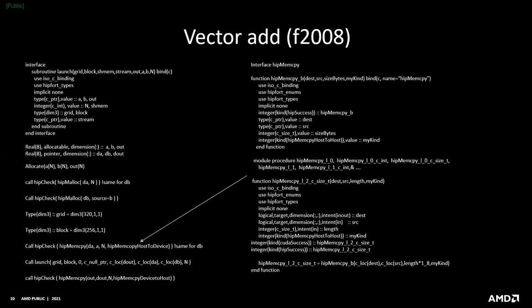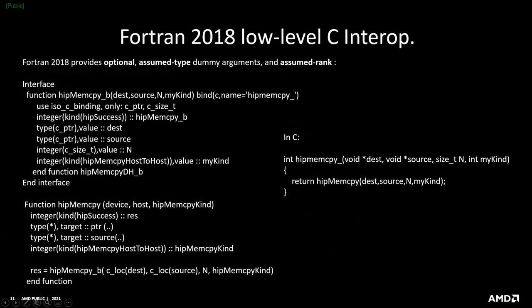I don't have much time, so I will go a little bit faster on the Fortran 2018 side. What do we want to do for Fortran 2018? Fortran 2018 introduces low-level C interoperability, which is extremely useful for this case. So we use basically assumed type and assumed rank to apply it to hipMemcpy.